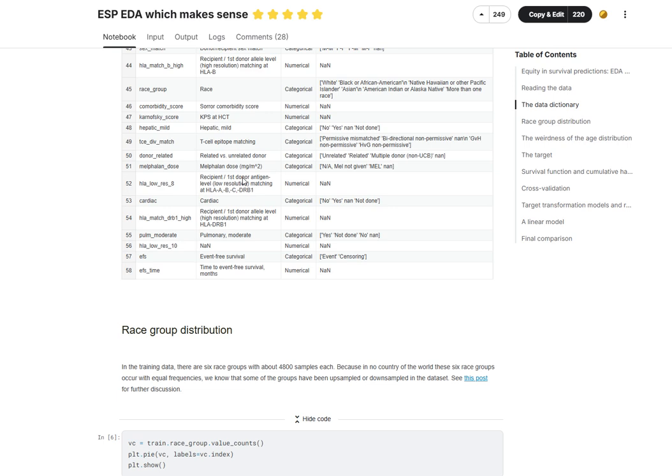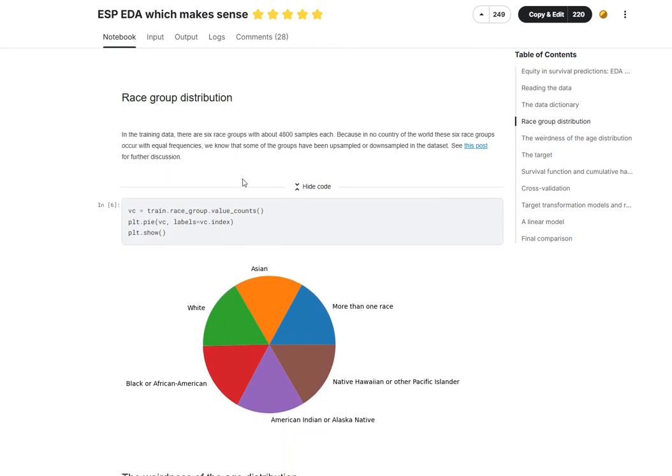Okay, this is where things get interesting. The notebook looks at the distribution of the race group column. We see a pie chart showing 6 different race groups, and they're all equally represented in the training data. This is unusual. In the real world, you wouldn't expect such a perfect balance. The notebook author points out that this means some groups were likely upsampled or downsampled to create this artificial balance for the competition. This highlights the focus on equity.